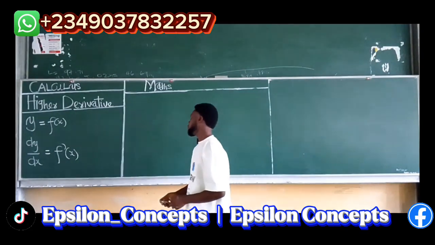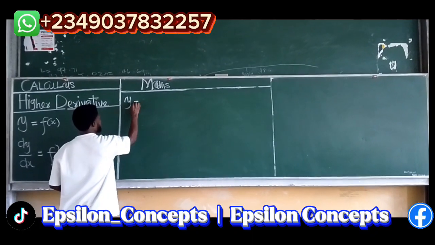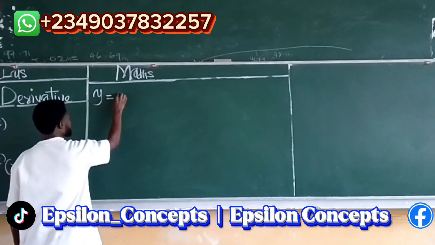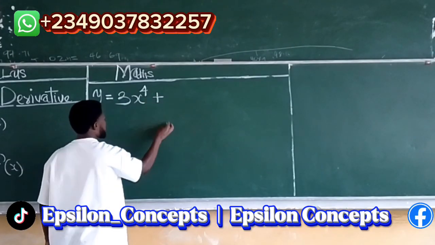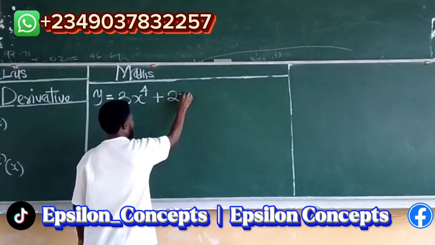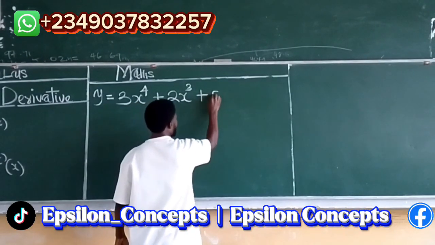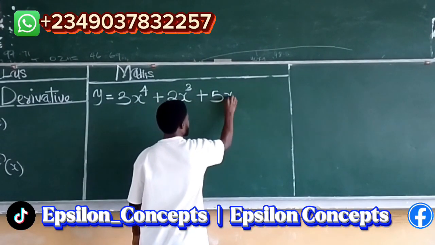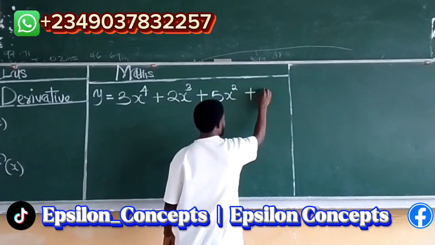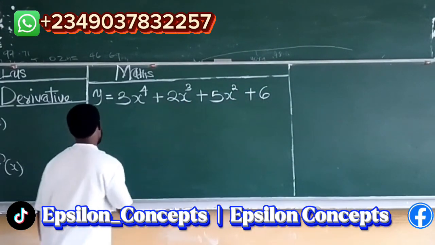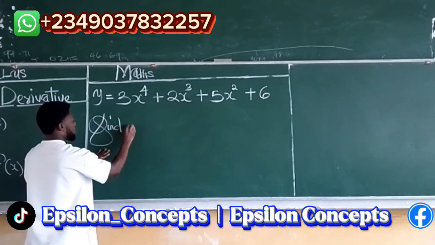For example, if y is equal to 3x raised to the power of 4 plus 2x raised to the power of 3 plus 5x raised to the power of 2 plus 6. Find A.